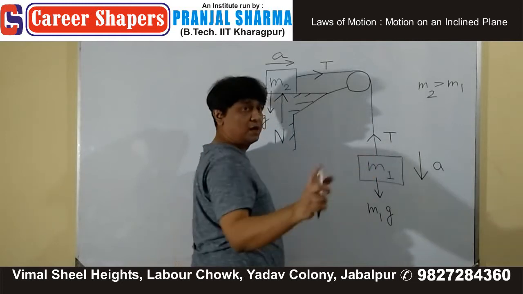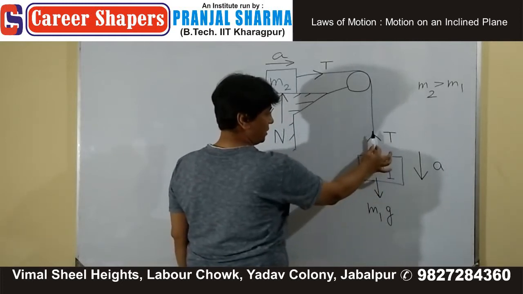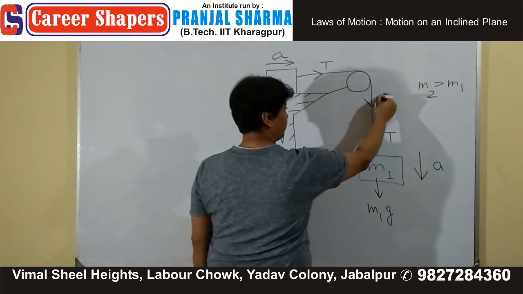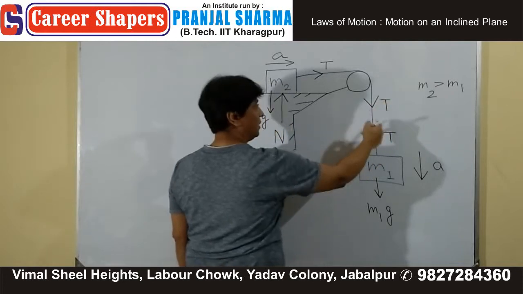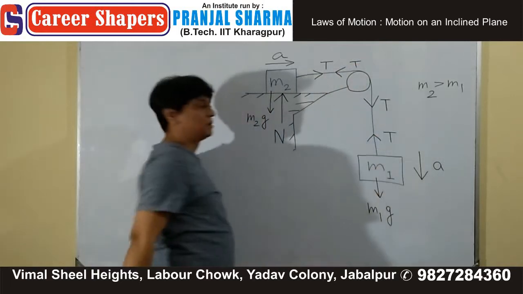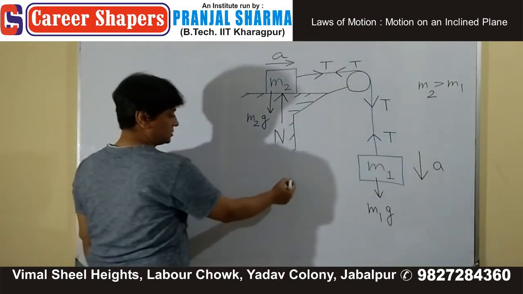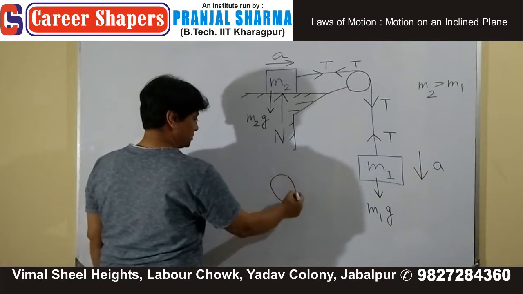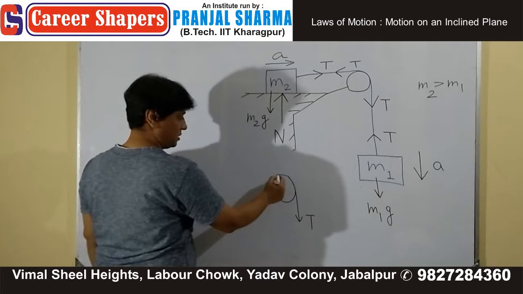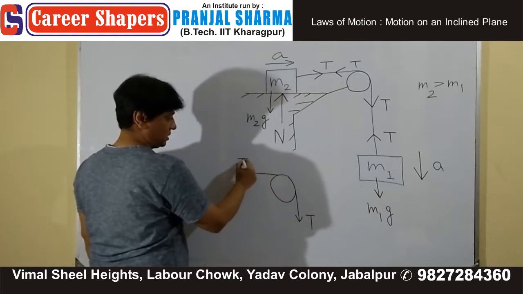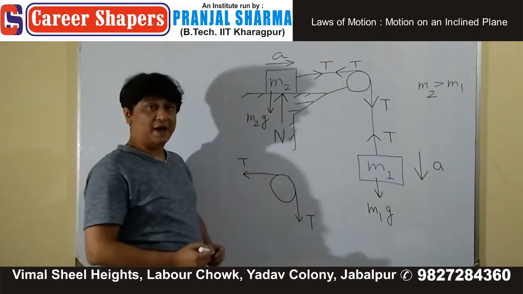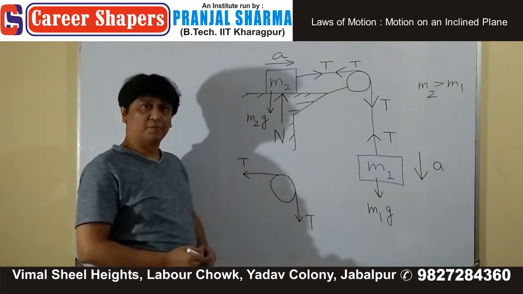टेंशन कहाँ लगता है? Away from the body. लेकिन अब बात हो रही है पुली की. Away from the body. So if somebody draws the free body diagram of this pulley, then this is T, this is T. These are the two forces which are acting on the pulley coming from the rope.